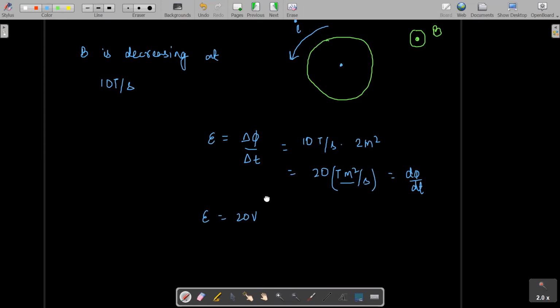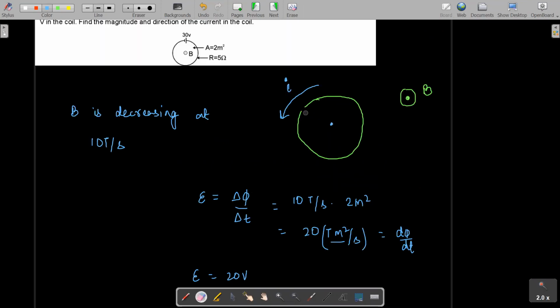Okay, and we know the direction of flow of current. So we can say that the EMF will be induced in this direction, students. See here, this will be the positive terminal, this will be the negative terminal. And we are already given in this problem that there is already a battery which is of 30 volt. It is like this.